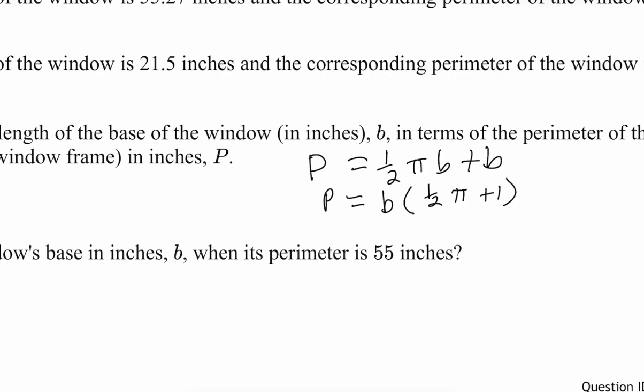The reason we do that is we only see 1b in the equation, so now we can divide off, and so the thing that you would enter into your iMath is that b equals the perimeter divided by 1/2 pi plus 1. Okay, so that is a technique.